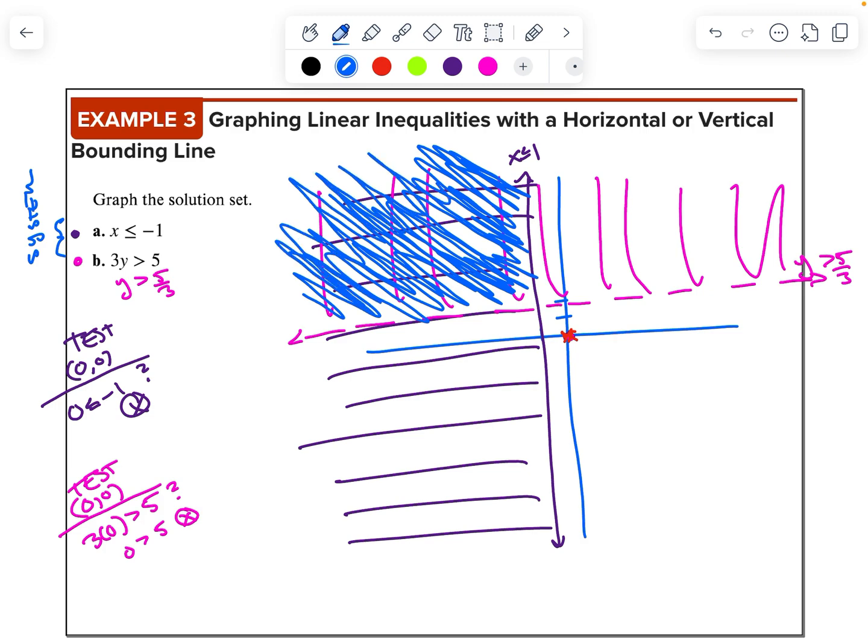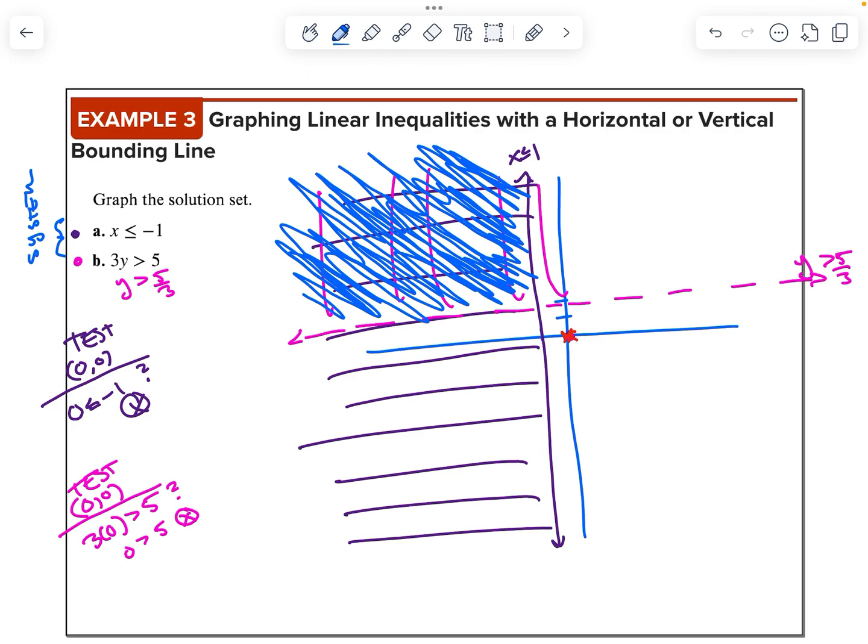And so when you drop your paint bucket, you're not going to drop it on the top right or the bottom left, right? You're only going to drop it on the top left. If this was a system, we would end up getting rid of all of the shading that was not in that top left portion.